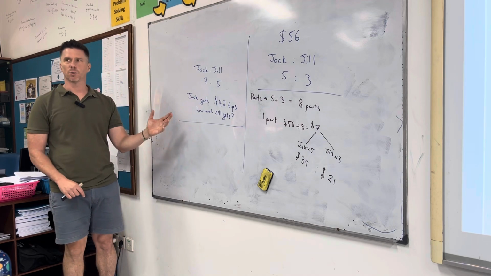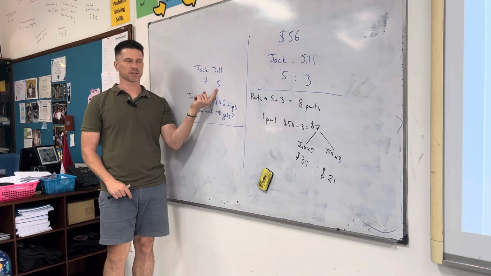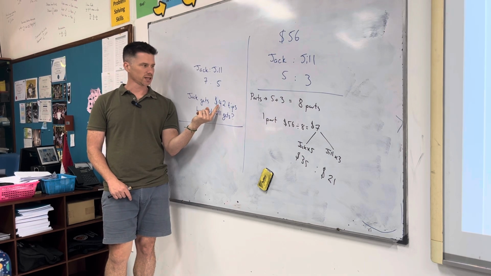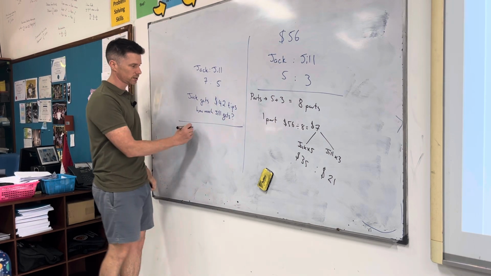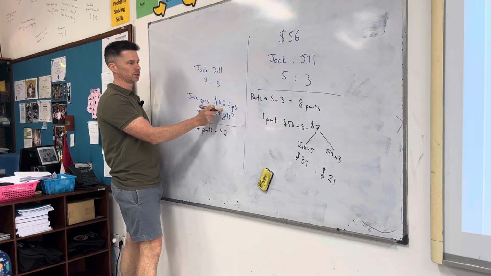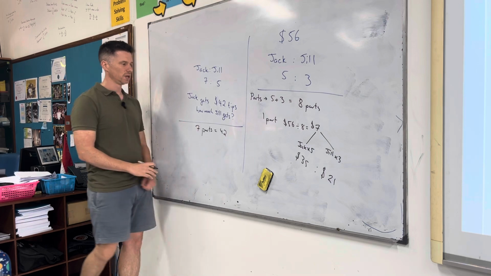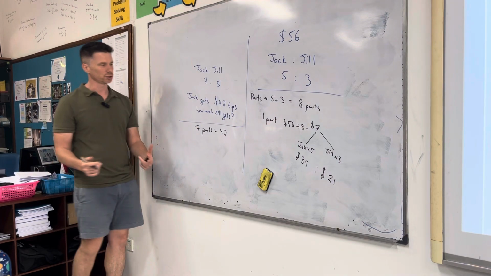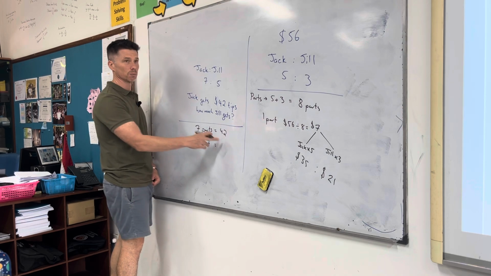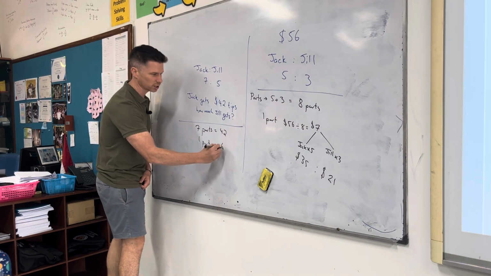So this time we don't need to add the parts, yes, because we only have 7 parts. Jack gets 7 parts, and 7 parts equals 42. Do we see that? Because Jack gets 7 parts, 42. So if you know 7 parts are 42, 1 part is dividing this number by 7, which is 6.